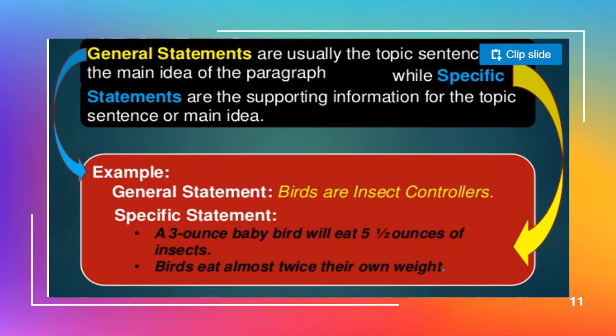So an example of these is the general statement: birds are insect controllers. So that's the main topic or the topic sentence. Okay, to give particular statements that could support your general statement, we have here a 3-ounce baby bird will eat 5.5 ounces of insects. And the second one is birds eat almost twice their own weight.